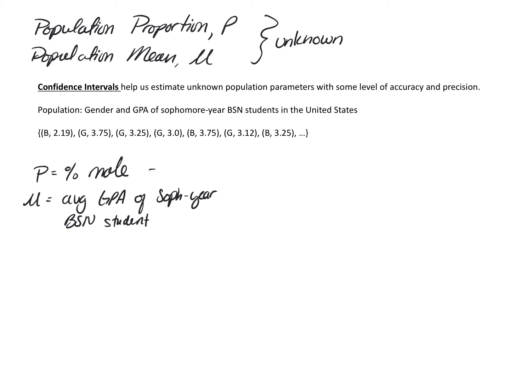So again, I hope that you will agree with me that this is typically unknown because I cannot survey the entire population. Here I've got an example of what that data would look like, and I have an ellipsis here because I would not be able to finish this list, since I would not be able to survey every single BSN student in the entire United States. But how would I estimate for P and how would I estimate for mu? The answer is I take a look at a sample from the population.